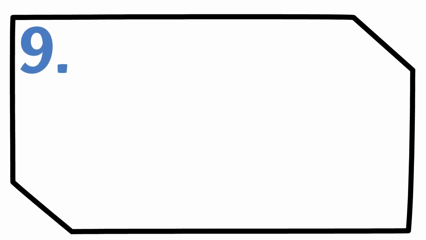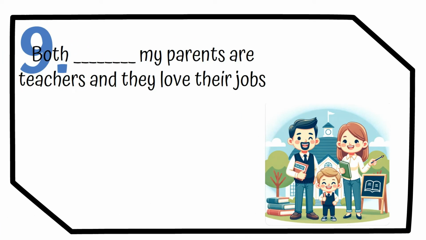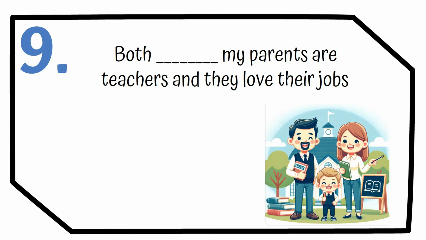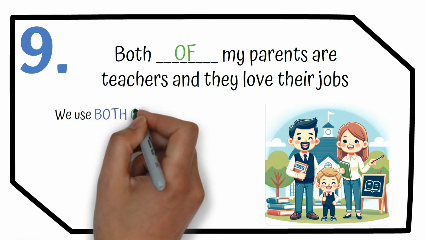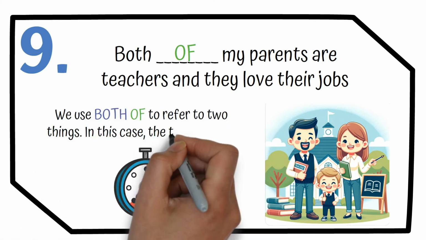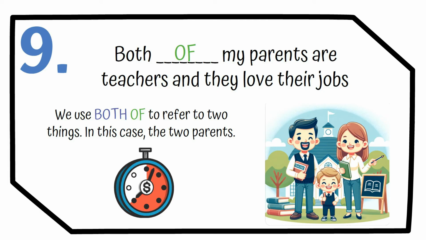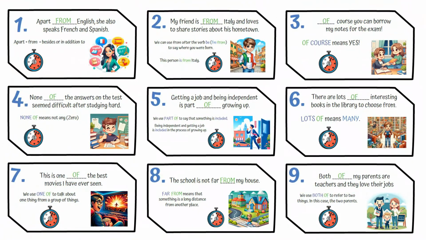Let's look at our last question. Number 9. The correct answer here is of. We use both of to refer to two things, in this case, the two parents. So, there you have it. Of and from are common occurrences in this part of the B1 exam. So make sure you take notes of these examples. Let's take a look at some more common grammar that appeared in these exams.